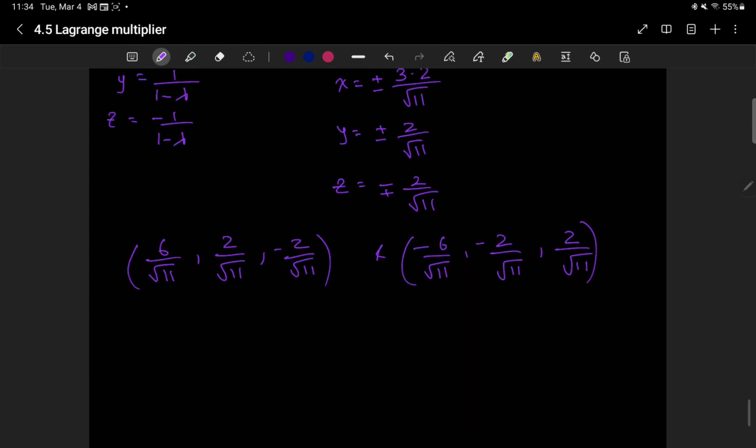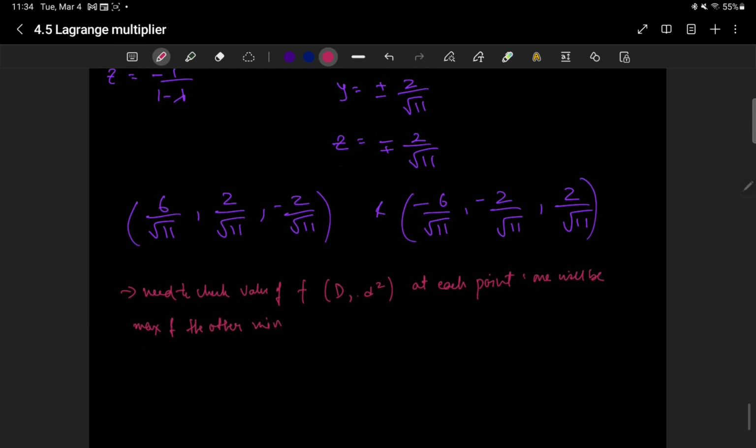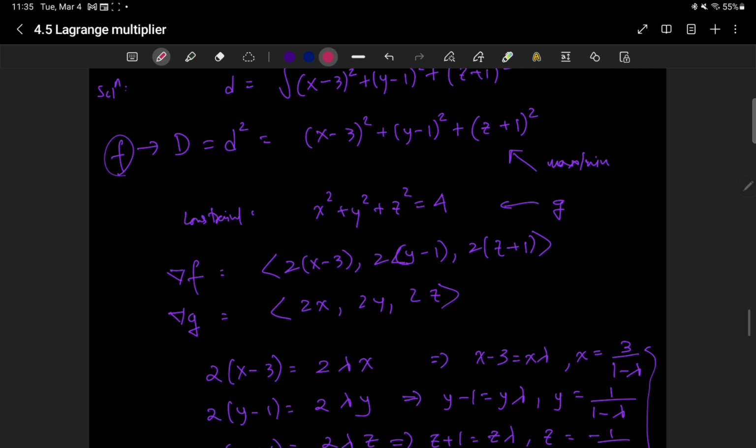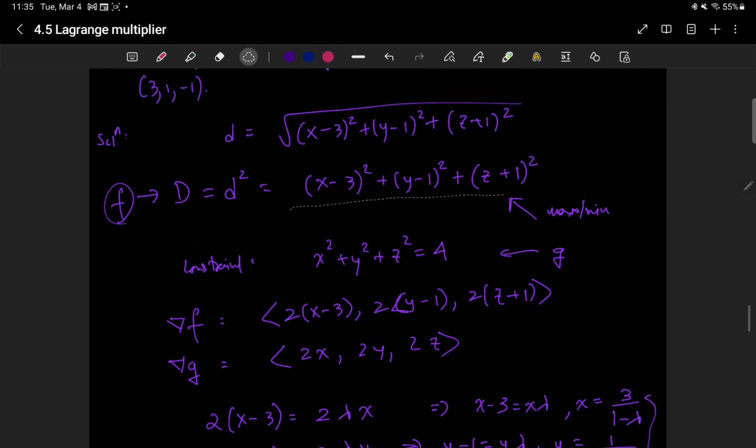Now, the last thing you do need to check is the value of f, which is d squared, at each point, and one will be the max and the other the min. For that you're going to have to plug these points back into this expression, which is the distance.